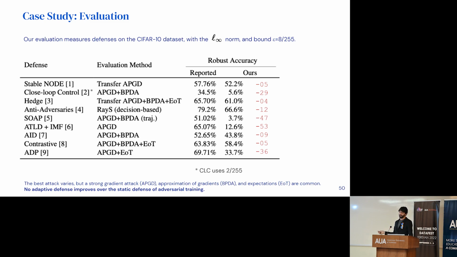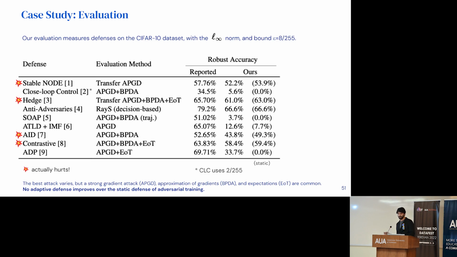But the main thing is, how well do they do? There's some reported robustness from every paper, and then there's our own robustness when we've evaluated them with this common toolkit of pieces to let us counteract adaptation. And in every case, we see that the robustness is reduced. In some cases, quite strongly, say 53 points. And even worse, for 4 of these methods, they actually hurt.